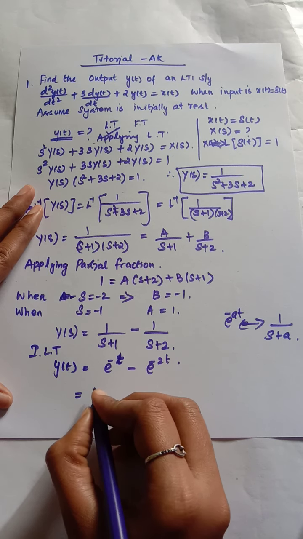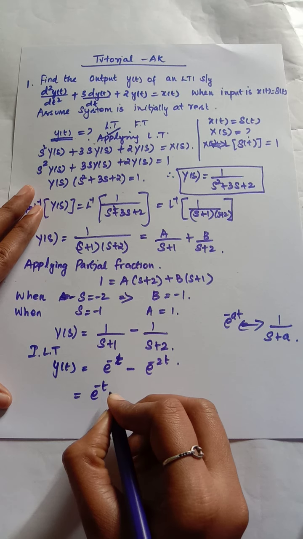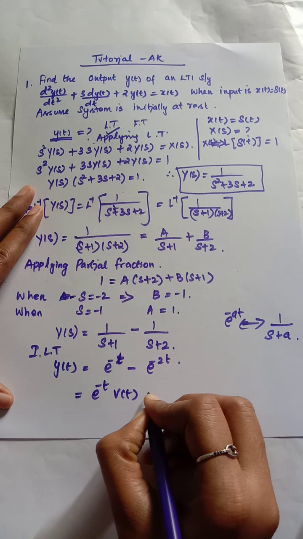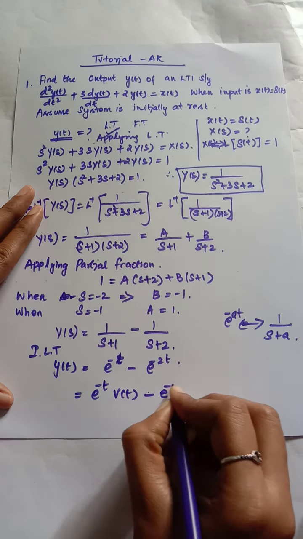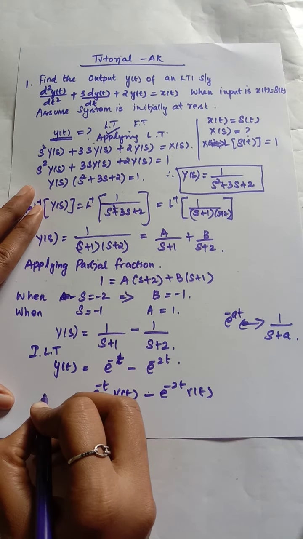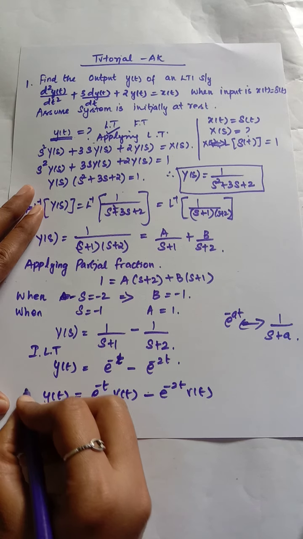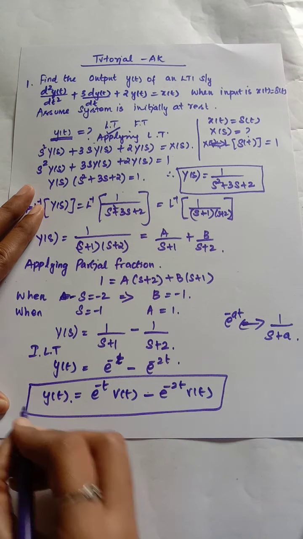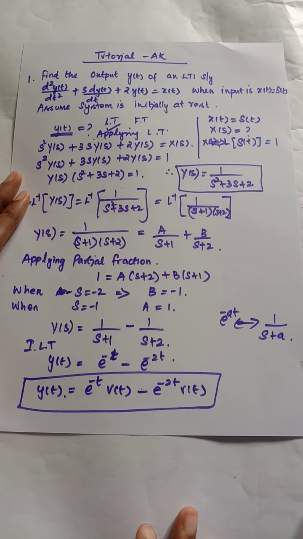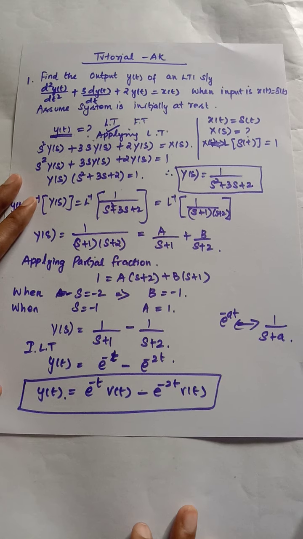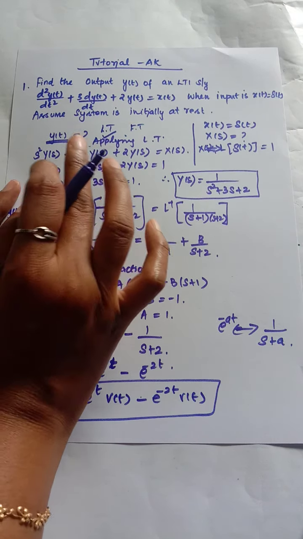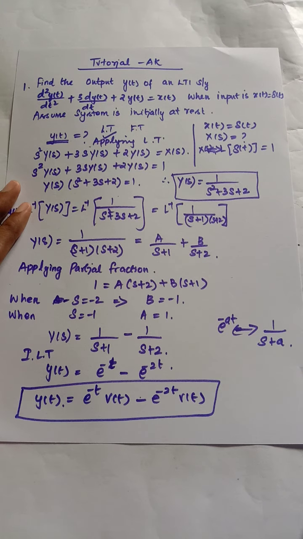Normally you will write every term in terms of the unit step function, not unit impulse. So e power minus t u of t minus e power minus 2t into u of t. This is the output of the given LTI system, which we have obtained by applying the Laplace transform. The same thing we can do using the Fourier transform. Instead of s, you will have j omega. That's it, the remaining process is the same.